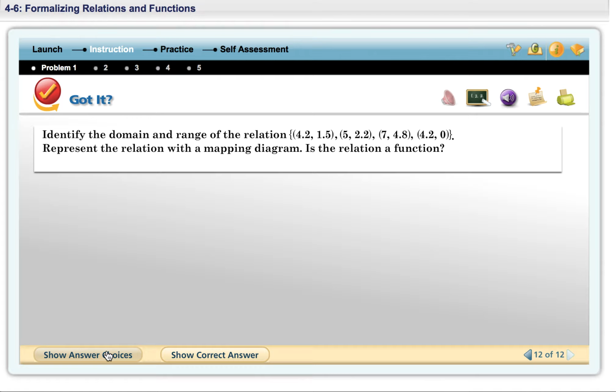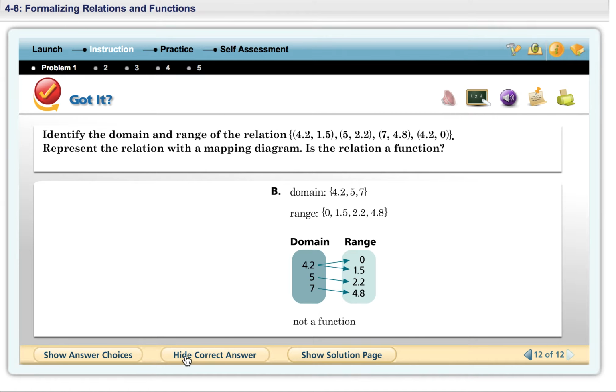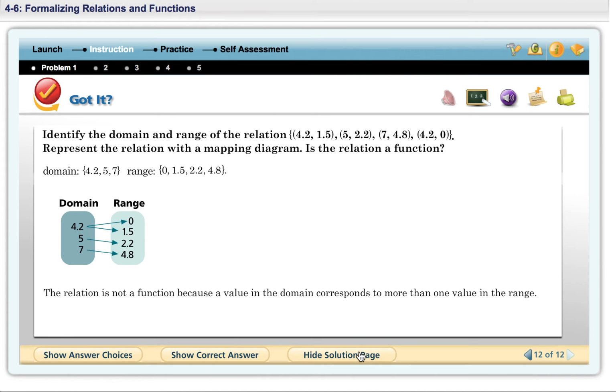Hopefully you paused and had a second to make your mapping diagram, and here are two possible answers for that mapping diagram. See if yours matches one of these, and then we'll see what the correct answer is. In this case, 4.2 mapped to two different values in the range, so it can't be a function. That's really the key concept here: you can't have two arrows coming out of the x's, or domain, into the range. I guess we could show the solution page, but if you plugged your values in and represented it, you should be fine.